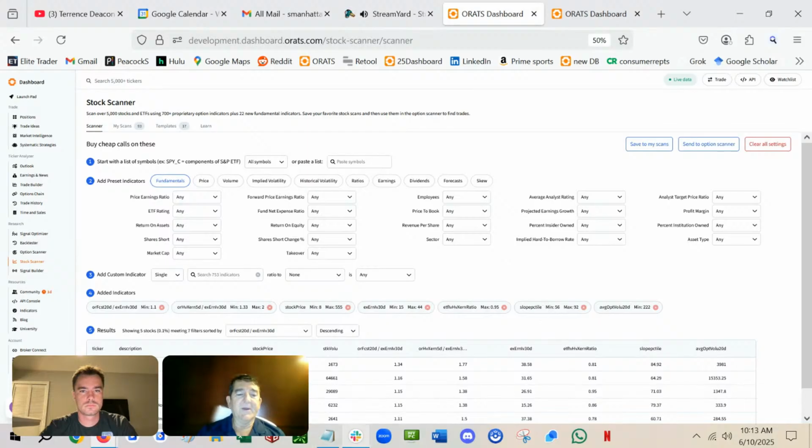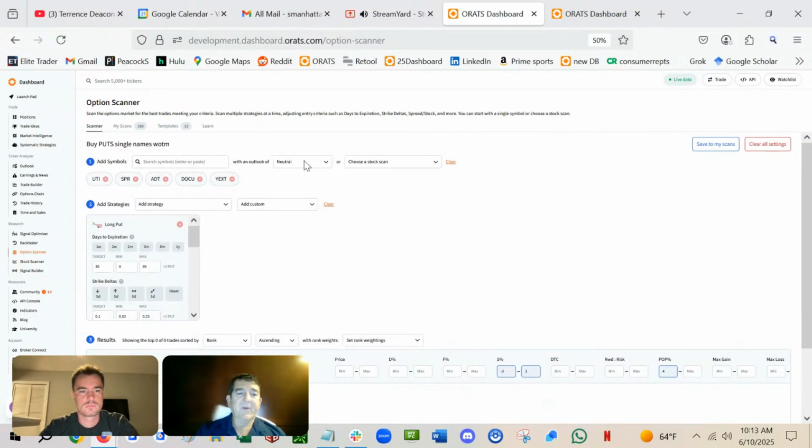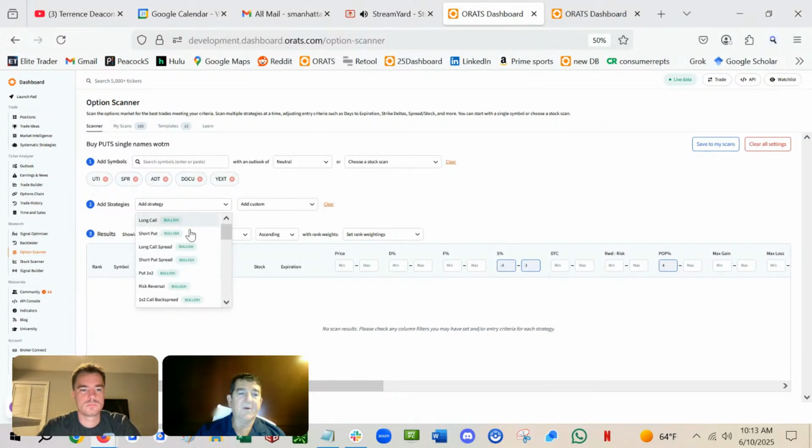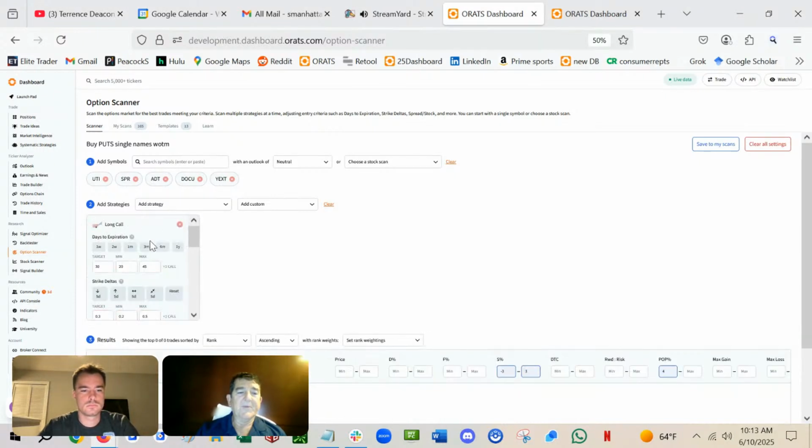So you could set up these stock scans and have them send the results to the option scanner. Now I have this list of stocks, and I could come up with a strategy to buy cheap calls on these types of names. I could go out of the money, down on the delta. These are out of the money calls that we're trying to buy on these types of names, and that's one way to do it.